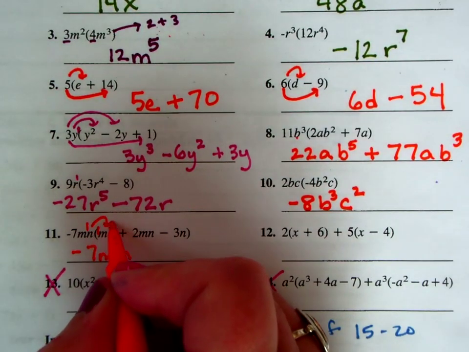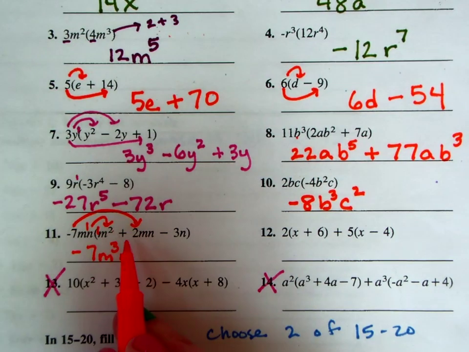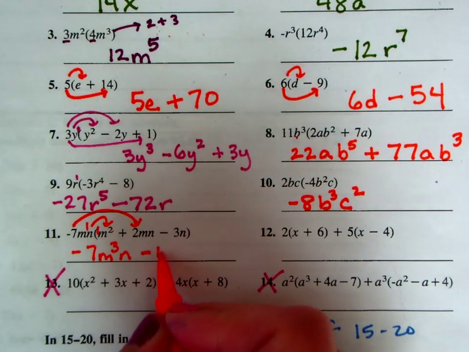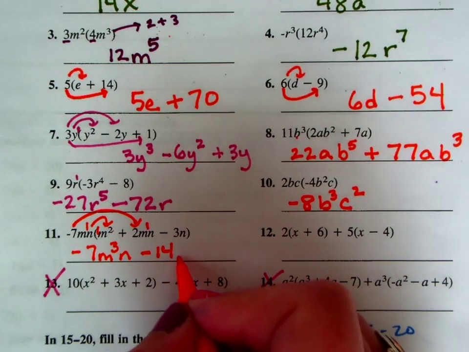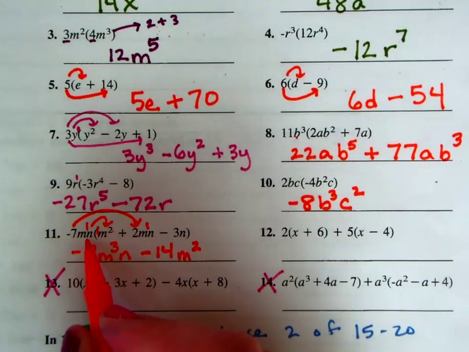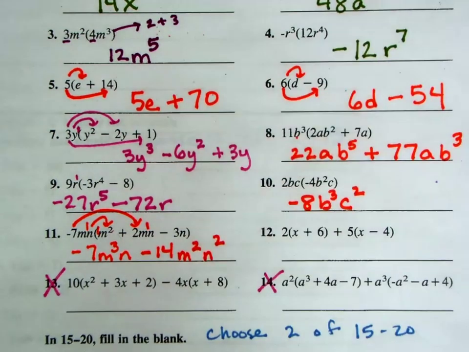So I multiplied that first one. Now I'm going to multiply the second one. So negative 7 times a positive 2 is negative 14. M to the first times another m to the first is m squared. And n to the first times another n to the first is n squared.